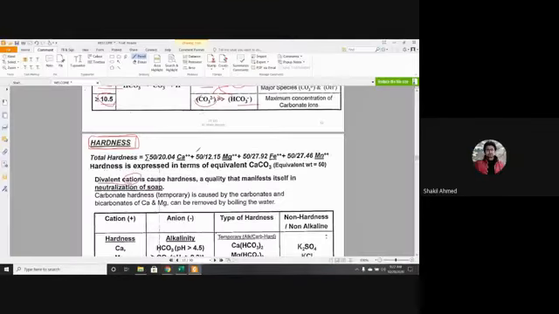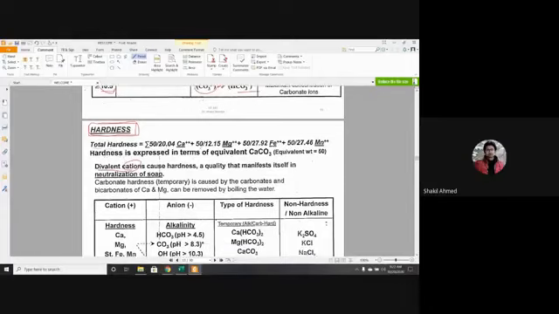How do you measure hardness? So hardness, we measure it by summing all the divalent cation concentrations like calcium ion, magnesium ion, iron, manganese. Okay. Now, what are these things? These, these, these. Hardness. And you know what?